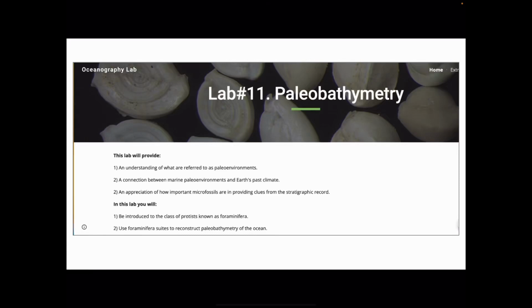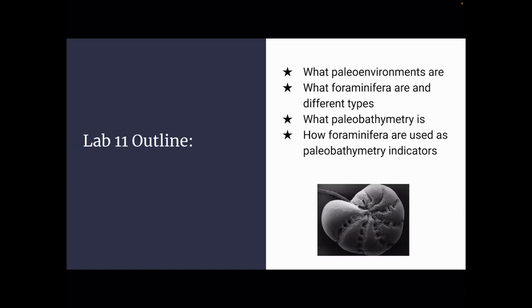Hi everyone, welcome to Lab 11 on Paleobathymetry. This lab relates to the depth of the ocean at different times in Earth's history, so how deep the oceans were. And it's a lot shorter than the other labs, but there is a section where you have to graph, and the type of graph is a little unconventional, so I wanted to show you guys how to do it.